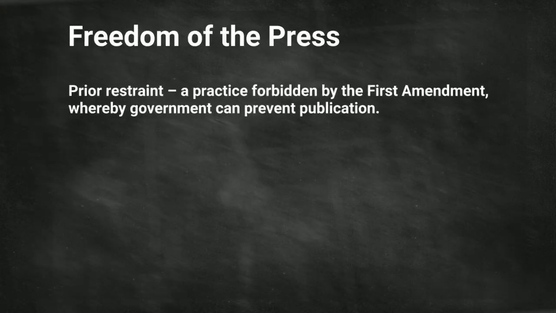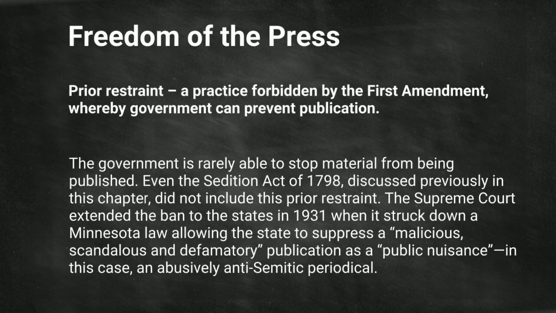Prior restraint is a practice forbidden by the First Amendment whereby the government can prevent publication. The government is rarely able to stop material from being published. Even the Sedition Act of 1798, discussed previously in this chapter, did not include this prior restraint. The Supreme Court extended the bans to the states in 1931 when it struck down a Minnesota law allowing the state to suppress a malicious, scandalous, and defamatory publication as a public nuisance, in this case, an abusively anti-Semitic periodical.